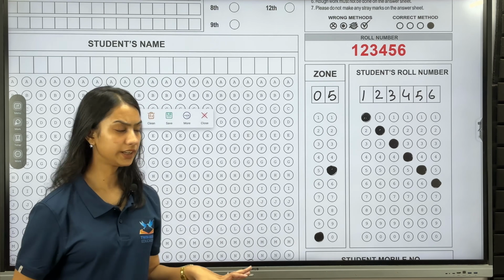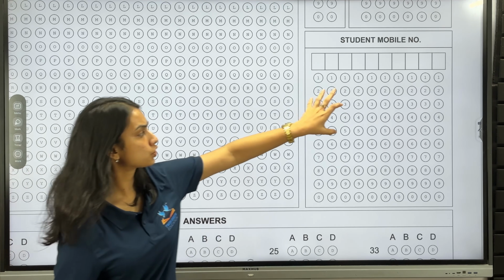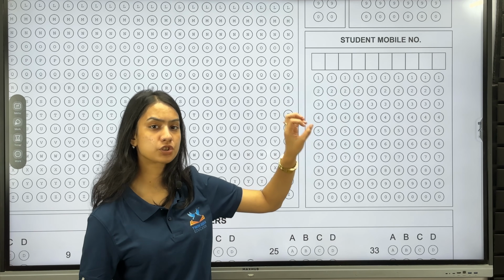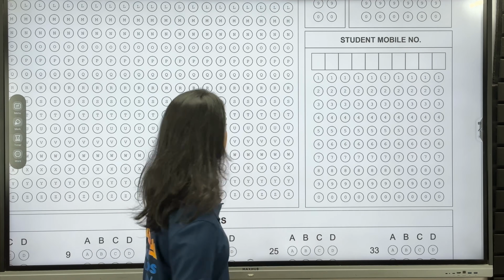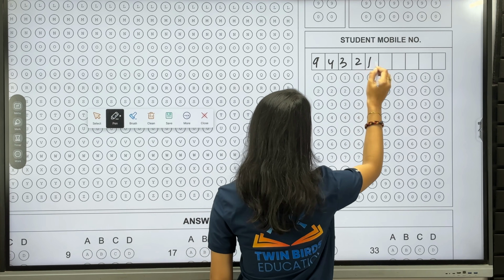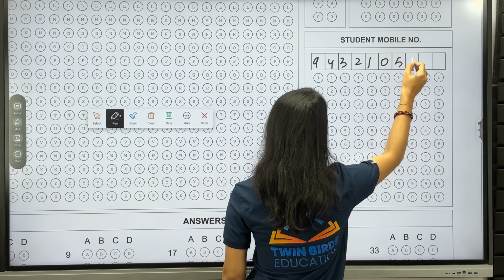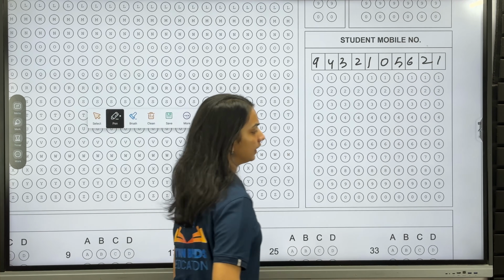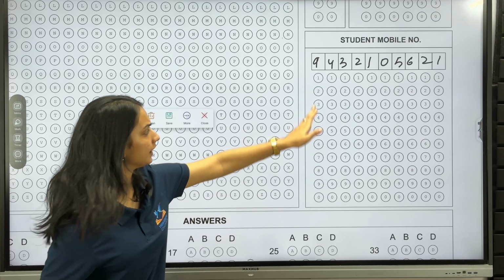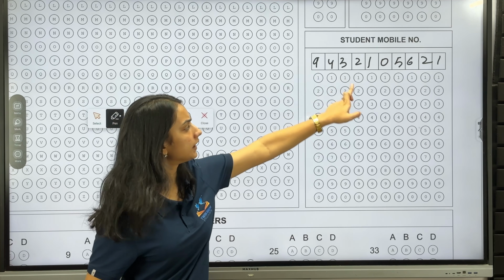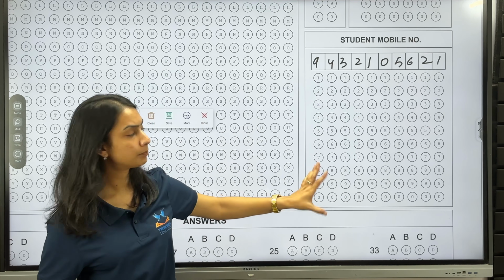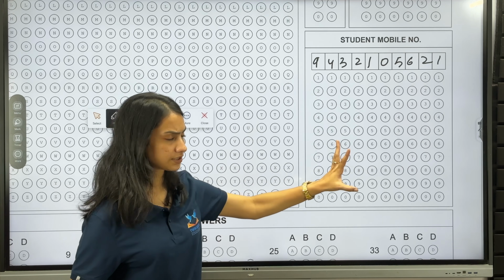Okay, and then your student mobile number. If you don't have your own mobile number, you can use your parent's or guardian's mobile number. Suppose your number is 943210561. Again, you have to use the same method here. You have to find 9, then 4, then 3, then 2, 1. Likewise, you have to fill the circles below.